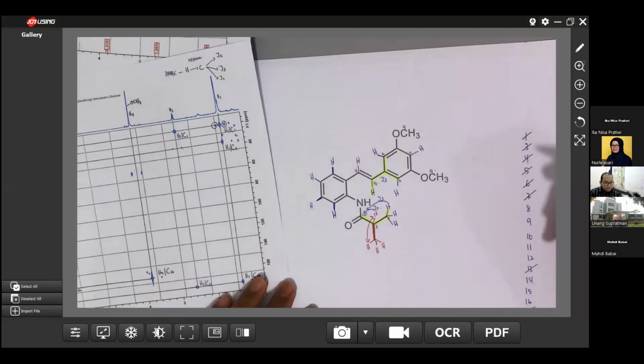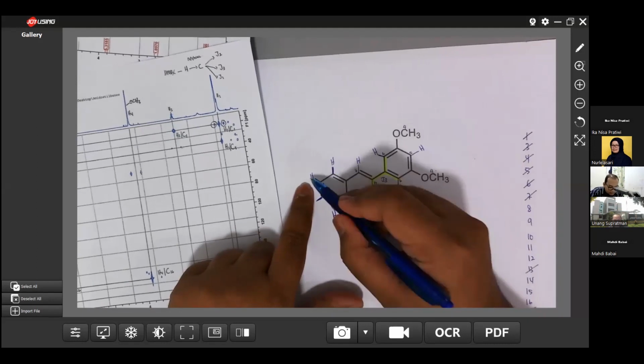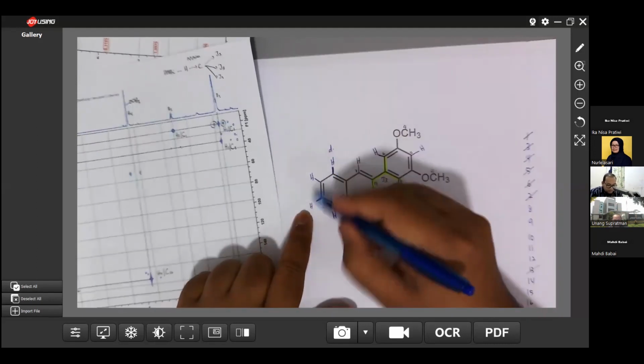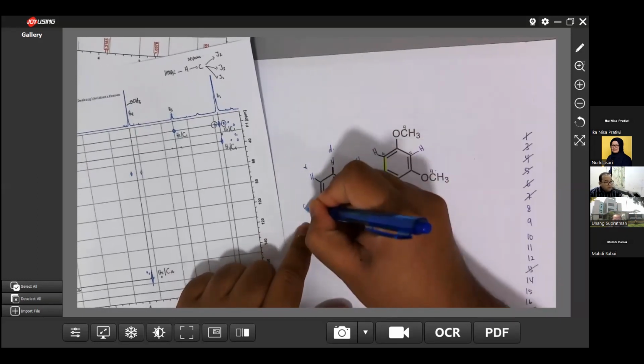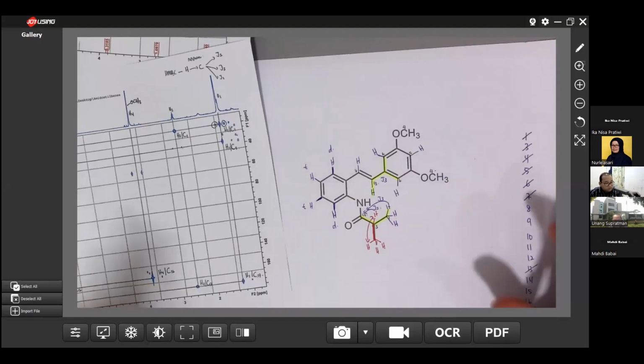Okay, we know this proton is coupling with this one, so it becomes a doublet. This one will become a triplet. This one becomes a triplet, and this one will become a doublet. But we have a problem. We have 2 sets of doublets and 2 sets of triplets.